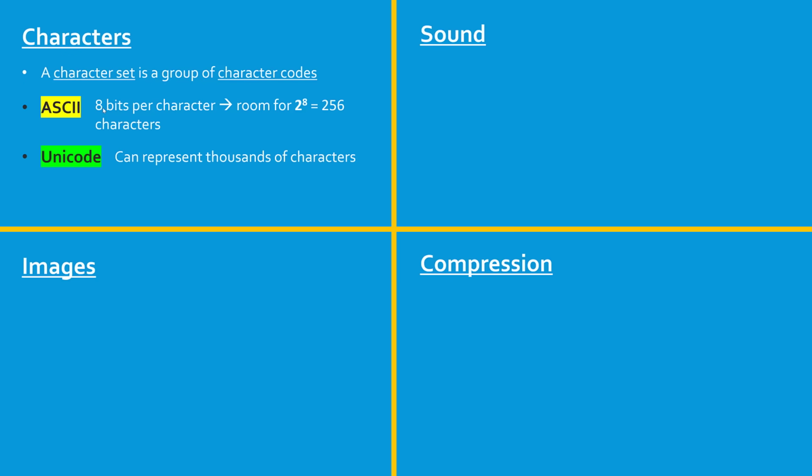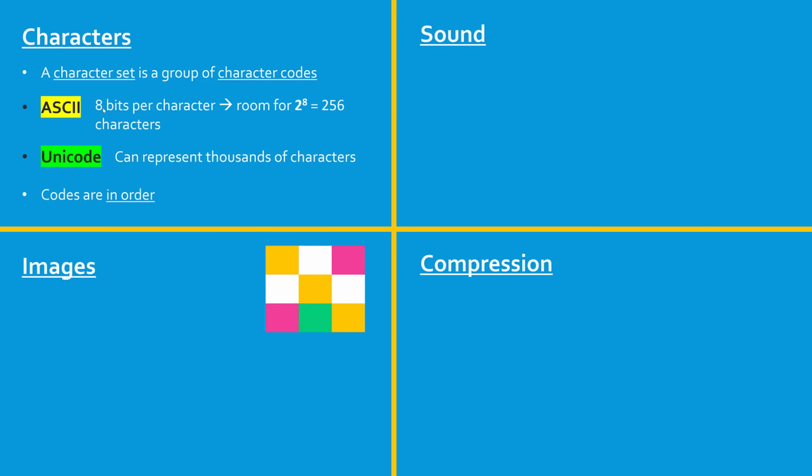So Unicode is the latest version, which has room for thousands and thousands of characters. So pretty much every language in the world. This has at least 16 bits per character, but that varies. Now, just one thing to realize is the codes are in order. So the ASCII code for A will be 1 smaller than the ASCII code for B.